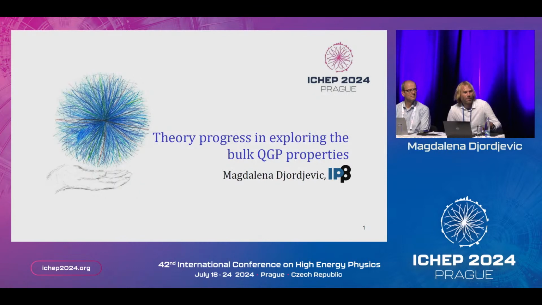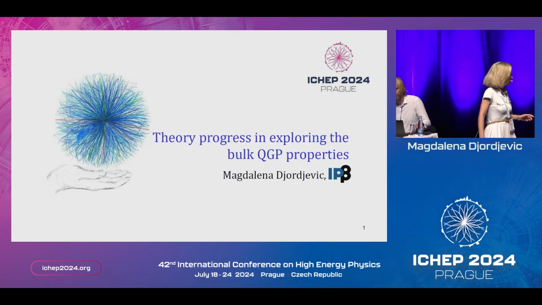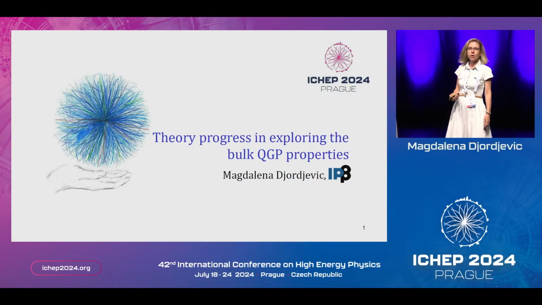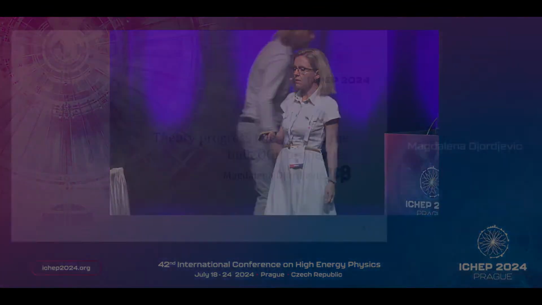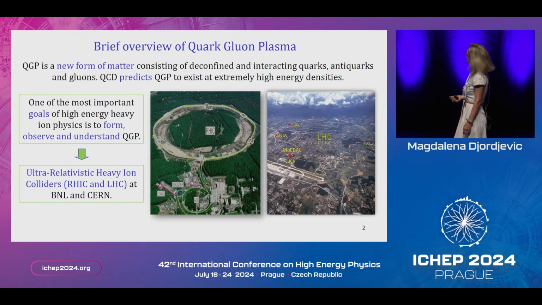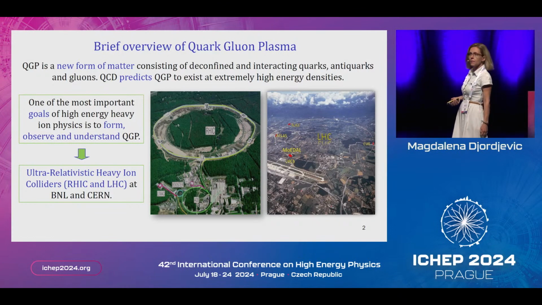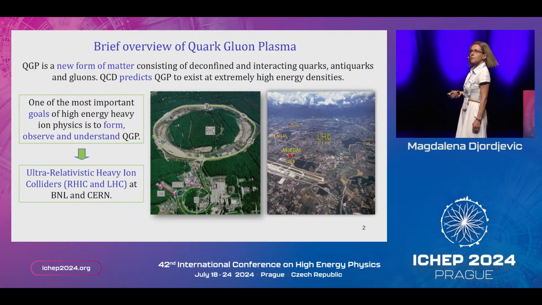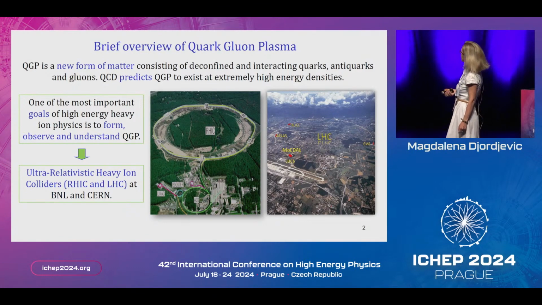Hello. First, I would like to thank the organizers for giving me the opportunity to give this talk. Today I will cover one important aspect of quark-gluon plasma research, and this is exploring the bulk QGP properties in quark-gluon plasma. So QCD predicted that at extremely high energy densities, a new form of matter will be created. This form of matter, called quark-gluon plasma, consists of interacting quarks, antiquarks, and gluons that are no longer confined. And it is believed that quark-gluon plasma existed immediately after the Big Bang, which marked the beginning of the universe.